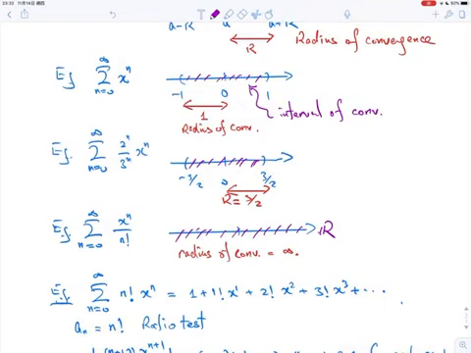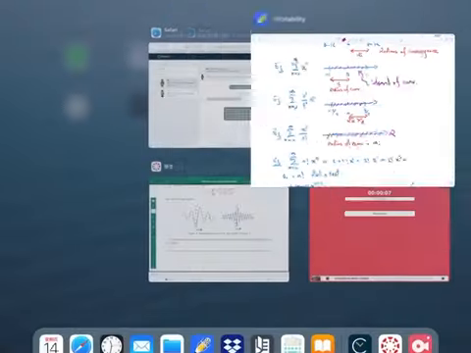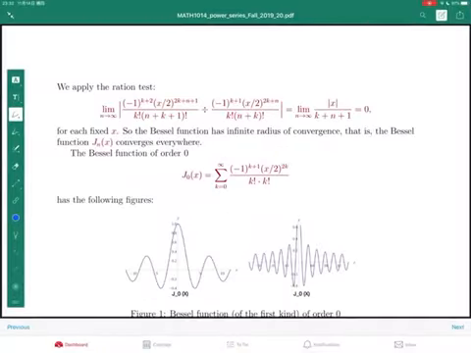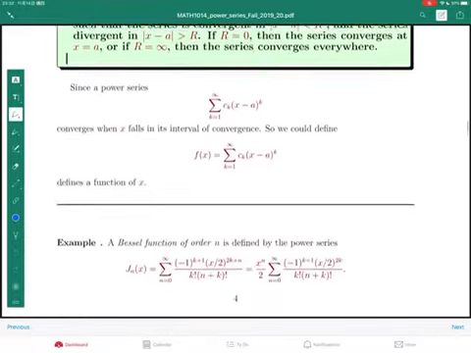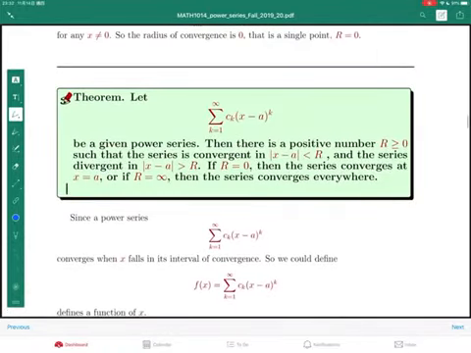What is important in this is that we have a theorem, which I refer to in the notes on page 4. This theorem says that if you have a power series like this, then there exists a positive number such that the series is converging everywhere within this interval. So essentially, this is the reason why you have an interval of convergence.